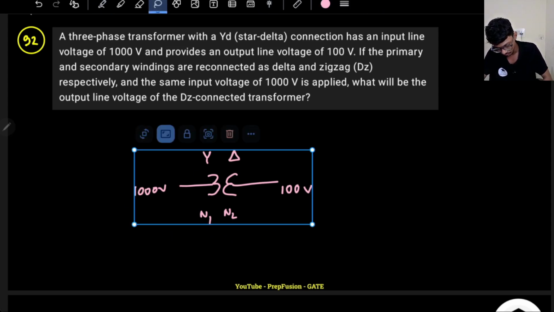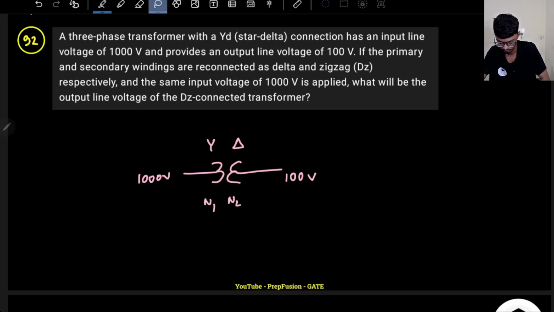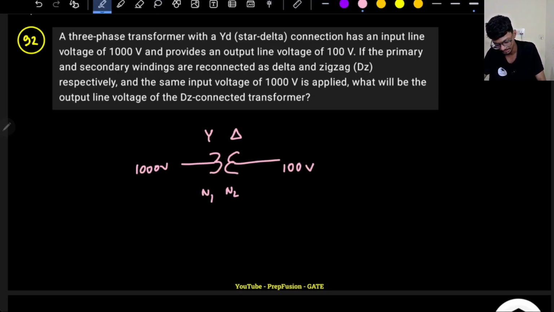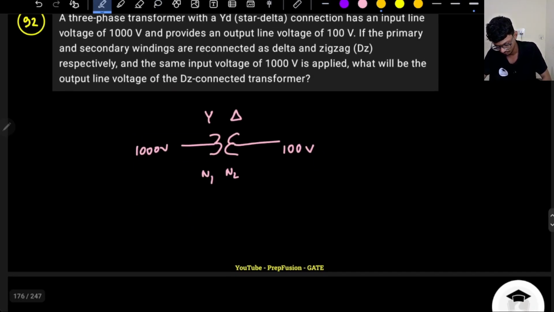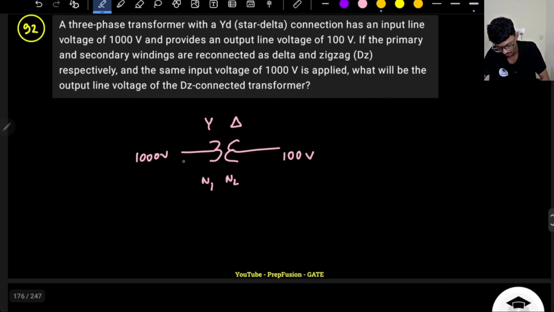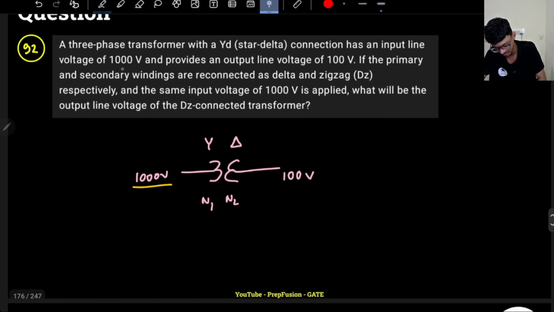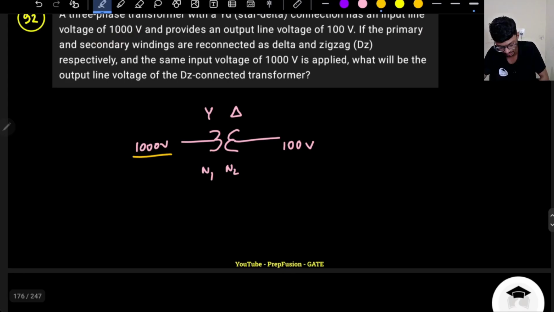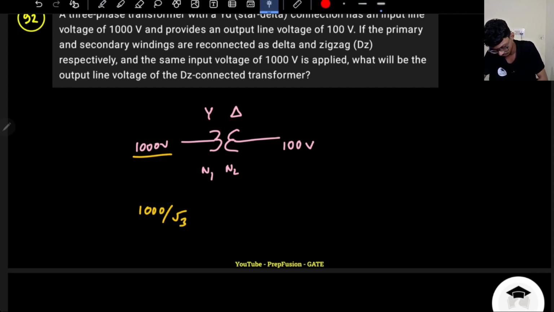Now what I need to do is find out this turns ratio. It is a star delta transformer, so this is the line voltage, right? 1000 volts, if nothing is mentioned, it is line voltage. So what is the phase voltage, the coil voltage? The coil voltage for the high voltage side will be 1000 divided by root 3.